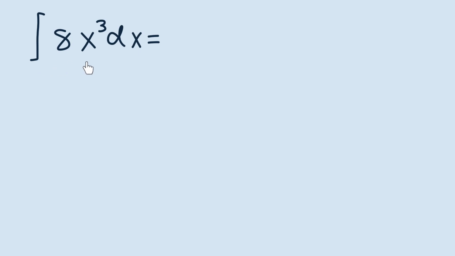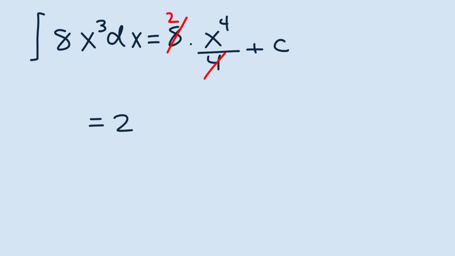Now it's your turn. Try to solve this question, then check your answer. Integral 8x cubed dx. So let us focus on the x cubed. So we will have 8 times x to the power 3 plus 1 is 4, divided by 4, plus c. Now I can cancel this out. I will have 2 left. So the integral for this question will be 2x to the power 4 plus c.